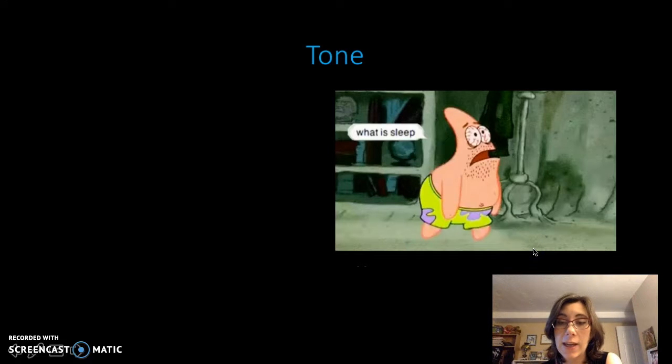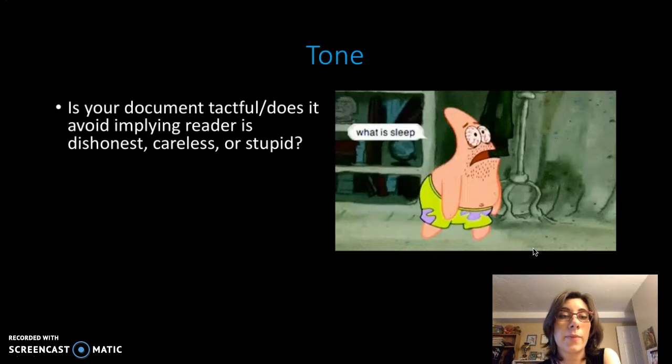Okay, when thinking about tone, make sure your document is tactful and it avoids implying the reader is dishonest or careless or stupid. All right, any time that you even suspect that might be the case, you want to revise. You want to revise to change the tone and to be less accusatory and more giving the benefit of the doubt.